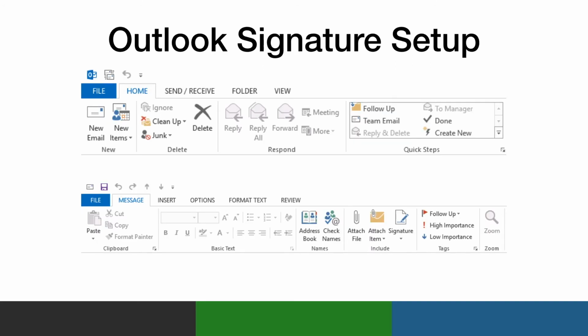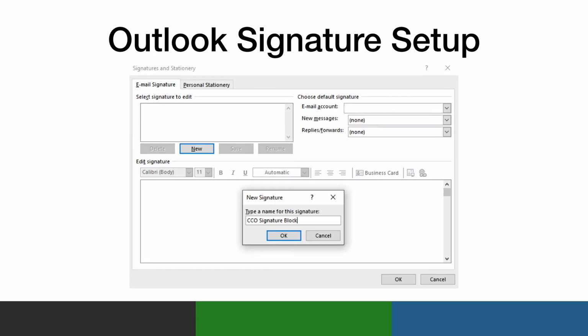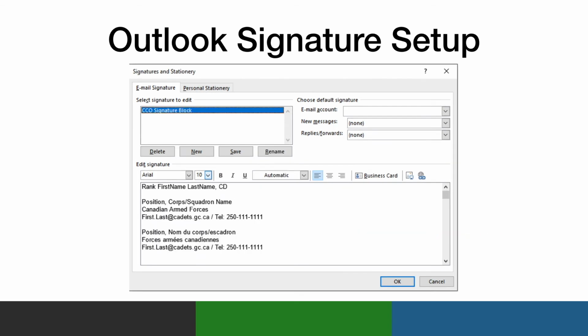Moving over to Outlook now to set up your signature block on a CCO computer. The easiest way I find to set up the signature block is to go to New Email. And then from there, you're going to go into the Signature tab. As we move into the Signature tab, you're going to click on New. And then you're going to label your signature block however you like. And then you're going to click OK. From here, you're going to type in your signature block as per the formatting guidelines.